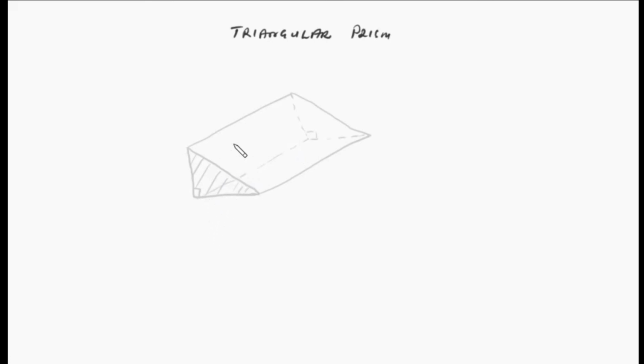Okay, so this is a triangular prism. The cross section is a triangle. So we have the height, we have the base, we have the length. Those are the dimensions, the 3 dimensions.